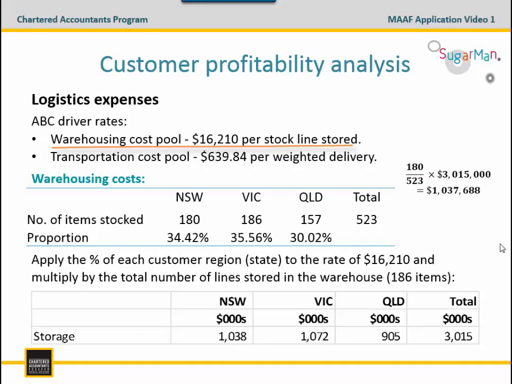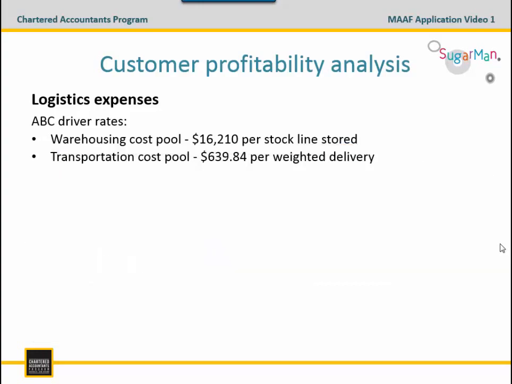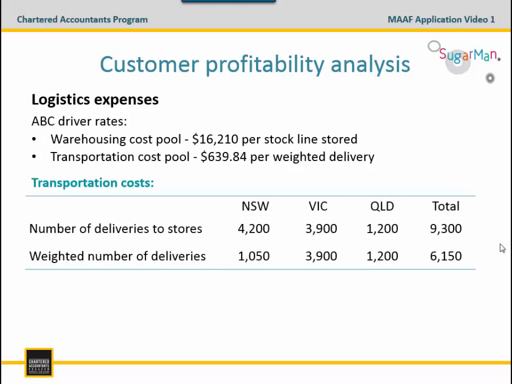This calculation shows the warehousing costs allocated to New South Wales, or we could allocate 34.42% of the total warehousing cost pool to New South Wales, which would give us the same answer. Now let's look at the transportation activity. We can use the driver calculated earlier to assign the transportation costs to the customer segments.